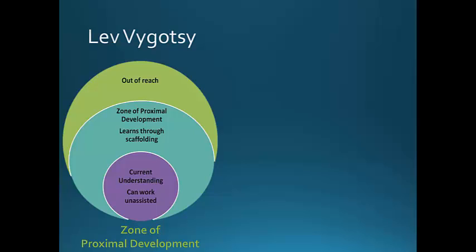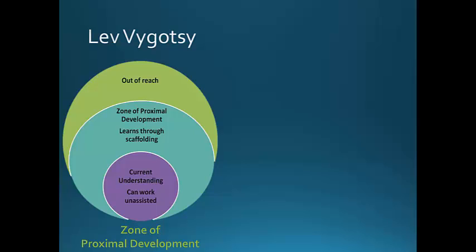Vygotsky created the zone of proximal development to explain how a child learns to complete a goal. The zone of proximal development states that a child will first be unable to complete a goal, and it will be out of his reach. After he has assistance from a teacher or mentor providing scaffolding, he will then be able to complete the goal with help. Furthermore, after this assistance, he will then be able to actually complete the goal independently and unassisted.